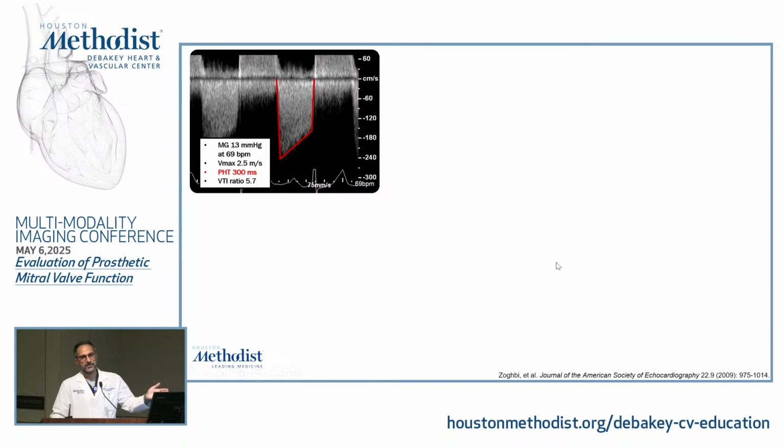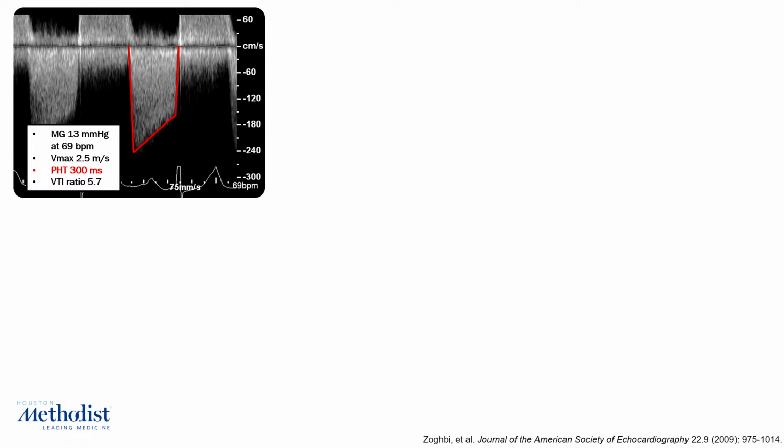So in this case, for example, just looking at it, this is a Doppler from TEE. You can see that the E velocity is elevated. The pressure half time is 300 milliseconds. Again, more than 200 is significant. You have a VTI ratio of 5.7. It's very high, right? So more than 2.5 is considered elevated.